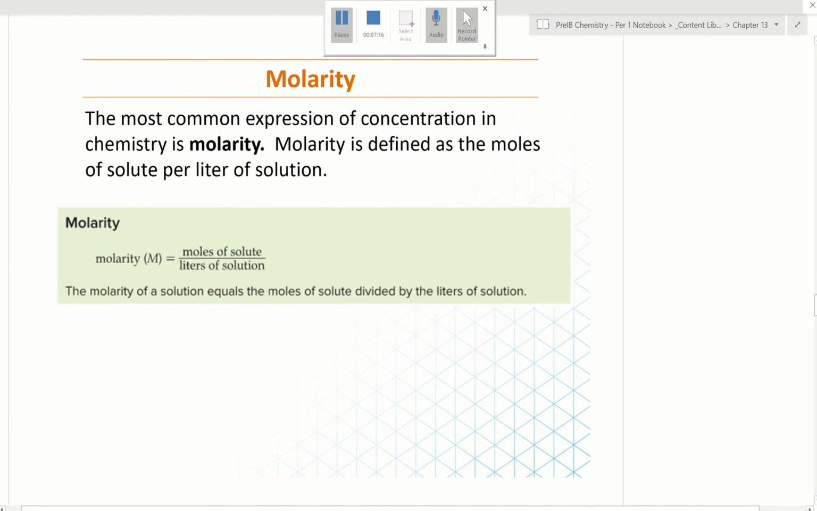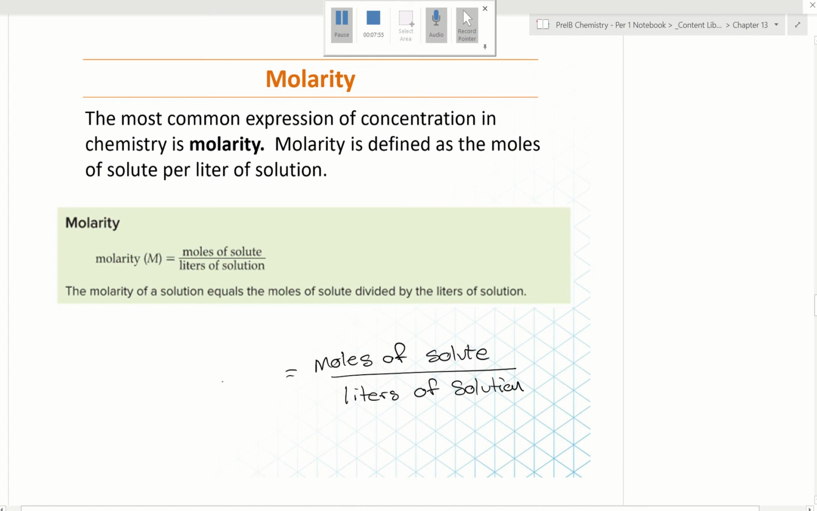Okay, so the most common one that we use in chemistry, and I would say we're going to use this 90 plus, if not more than 90% of the time. This is the concentration unit or concentration expression that is almost exclusively used in laboratory chemistry. And this is a concept called molarity. And basically this is moles of the solute over total volume, which we usually use liters of solution.